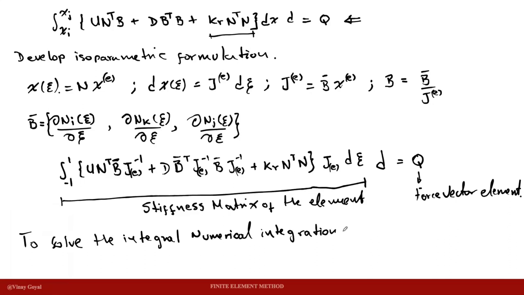Gauss quadrature. That's the method we're going to use. And for Gauss quadrature, we're going to use the two-points rule. So it means that the 2 points to evaluate the integrand are minus and plus the square root of 1/3. And the weight is equal to 1. All right? So this is what we're going to do.